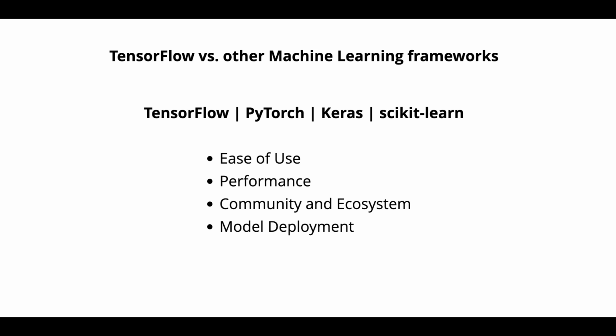PyTorch, on the other hand, has a dynamic computational graph that allows for more efficient memory usage and better performance on dynamic architectures or models with variable input sizes. However, it may not scale as well for distributed training compared to TensorFlow.